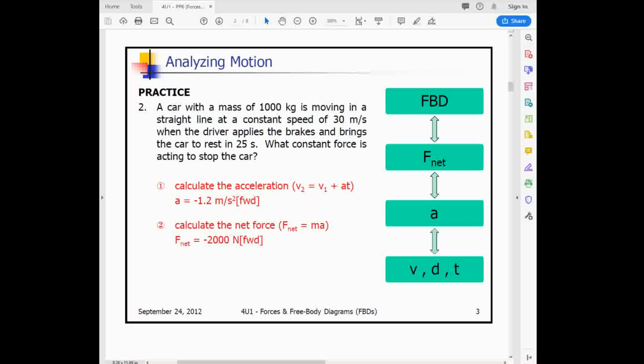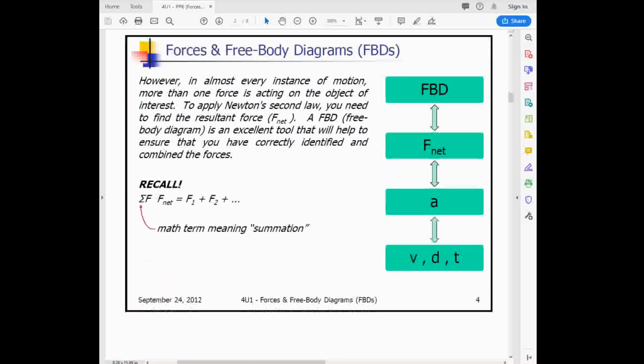And then from that, we can use F equals ma to find out what our F net is. And that would just simply be a multiplication between minus 1.2 times the 1,000 kilograms. We end up with negative 2,000 newtons forward. So negative because it's going back, and we have to round for our significant digits there as well.